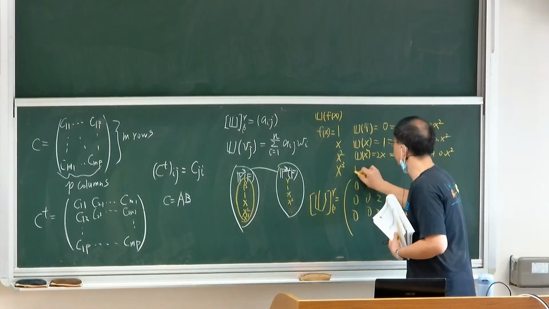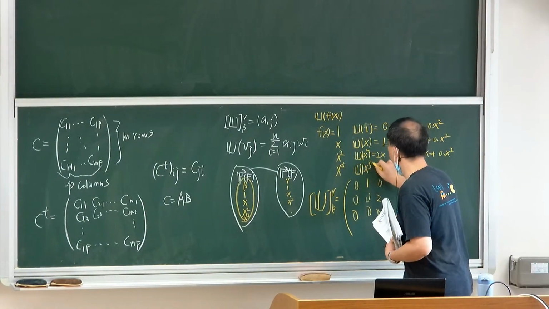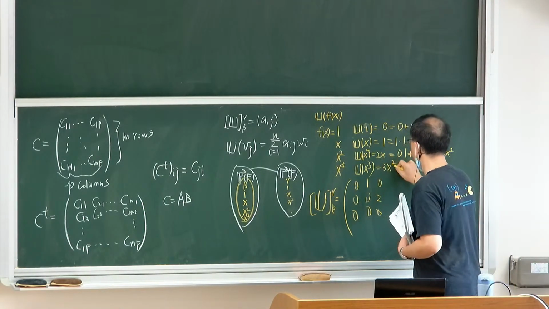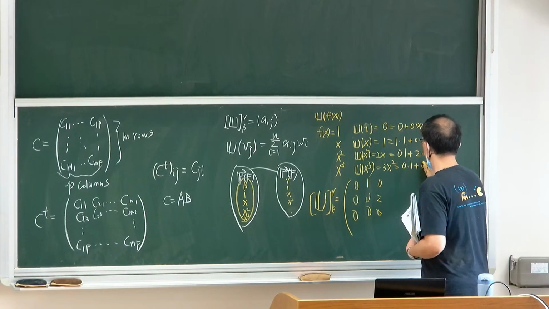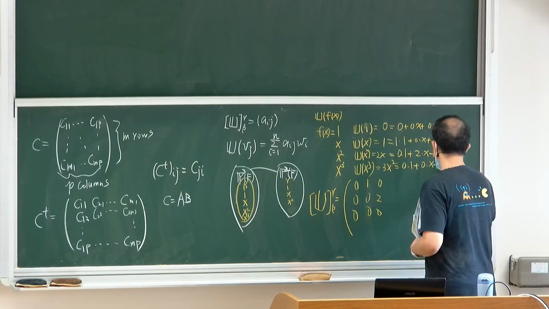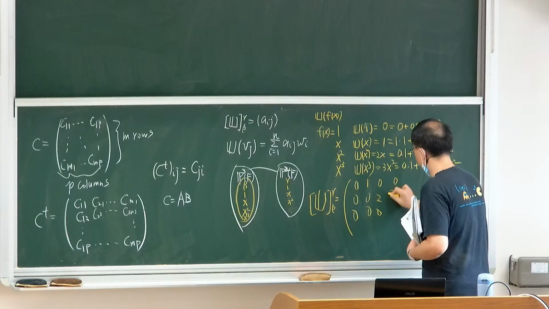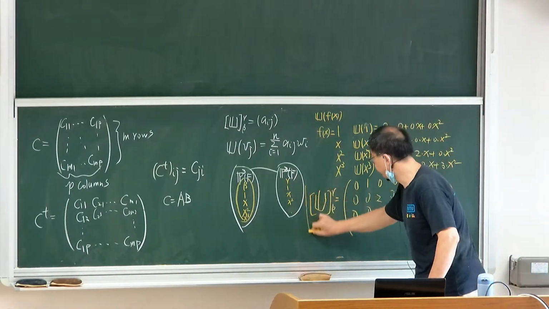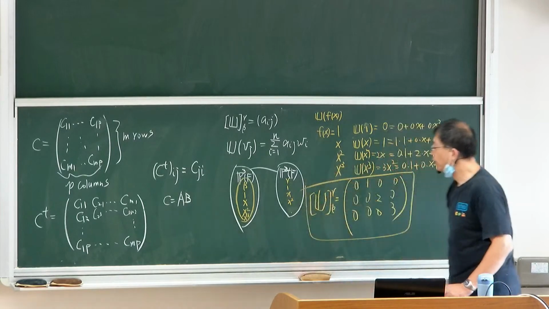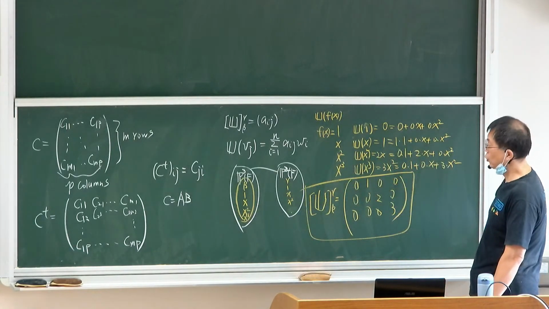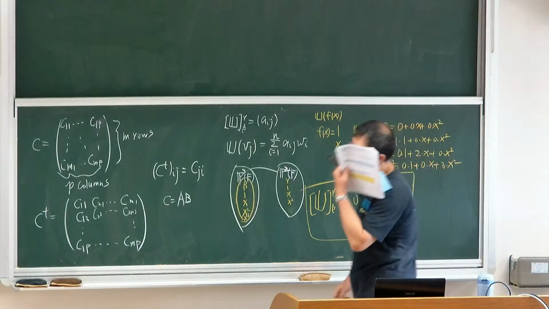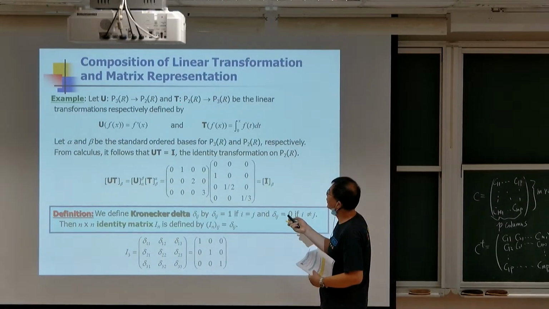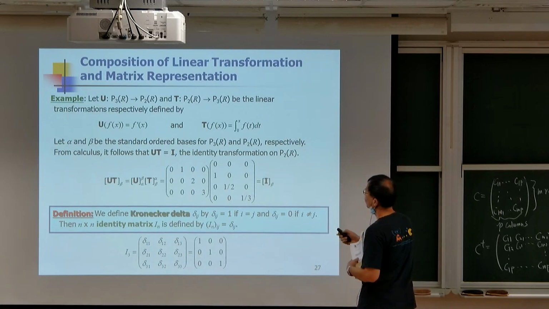And for the third one, U operates on x cubed. Then I have 3x squared, which equals 0 times 1 plus 0 times x plus 3 times x squared. I have 0, 0, 3. So I can find the matrix here, the matrix representation of U. And then what I'm going to do is find the matrix representation of T.